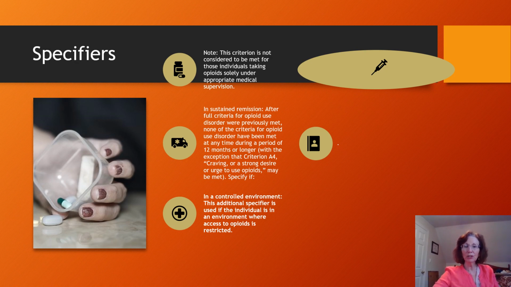In sustained remission. So sometimes the full criteria for opioid use disorder were previously met, but none of the criteria for opioid use disorder have been met at any time during a period of 12 months or longer. So in sustained remission is also a specifier. The way you write a specifier is after the diagnosis. So you would put the diagnosis down, then you would write a comma, and you would write in sustained remission, under medical supervision. These are specifiers.